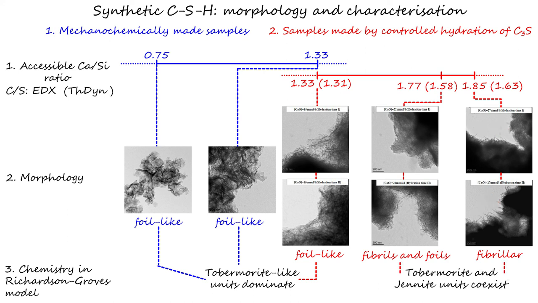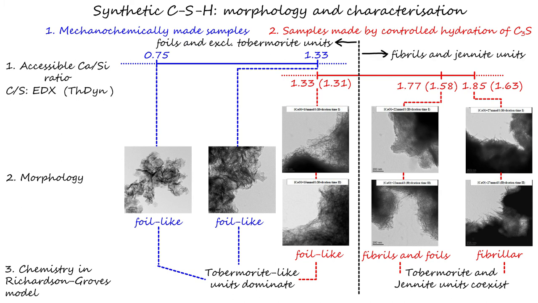Within the Richardson-Groves model, tobermorite and jennite units are needed to describe the chemical composition of CSH now. Looking at this total picture, it appears that the change in morphology coincides with the appearance of the jennite-like units. It should also be noted that the morphologies observed agree with those observed in cement systems. In blended systems such as slag cement, the calcium to silicon ratio is low and the morphology is described as foil-like. In Portland cement, with higher calcium to silicon ratio, the morphology is typically described as fibrillar.